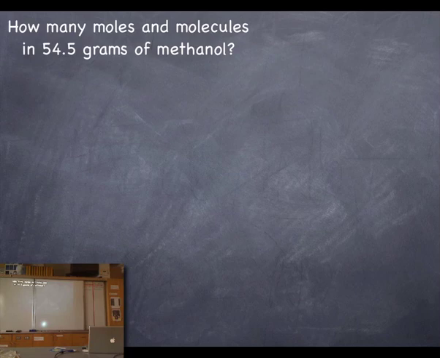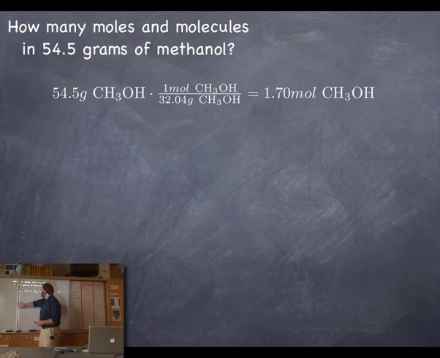All right. We are going to start with our 54.5 grams of methanol. I have grams as my starting point. I need to get rid of grams, so I know I'm going to put grams on the bottom here. Where did I get this ratio? 1 mole to 32.04 grams.